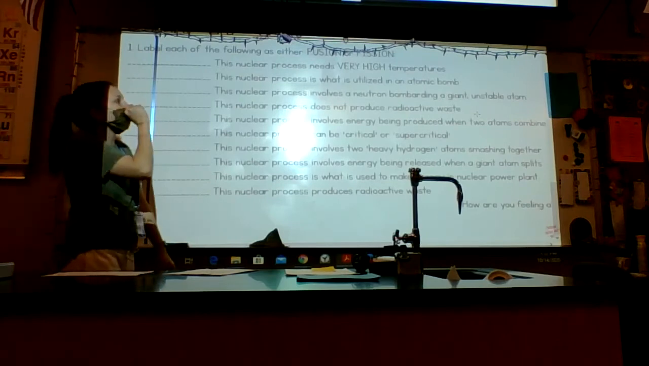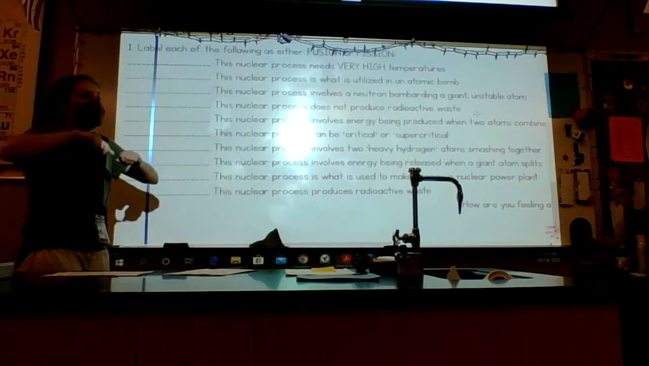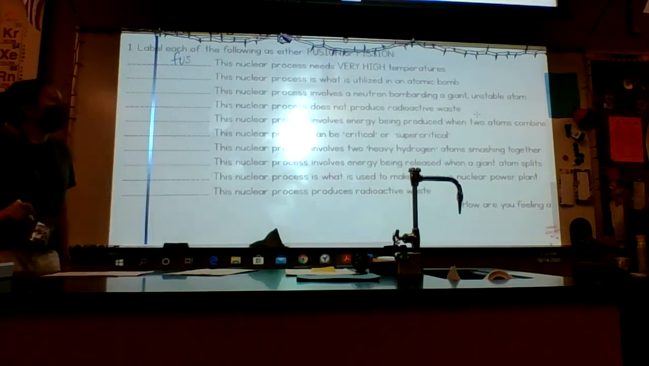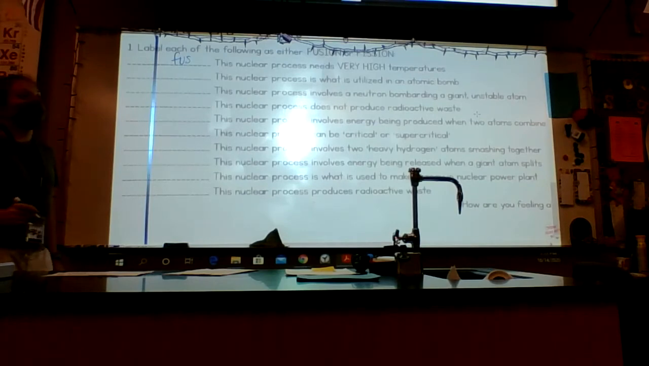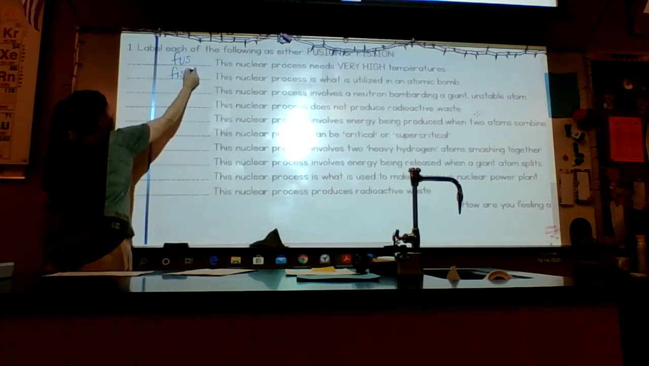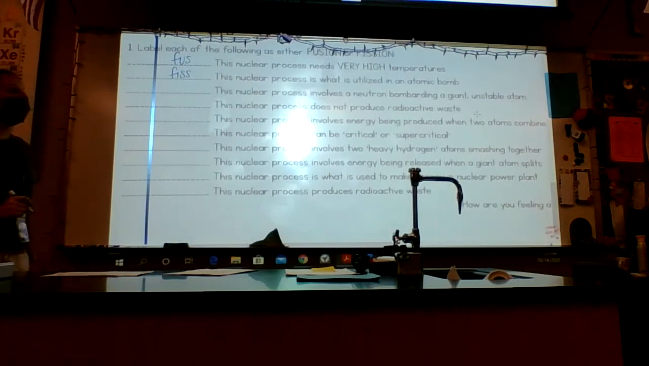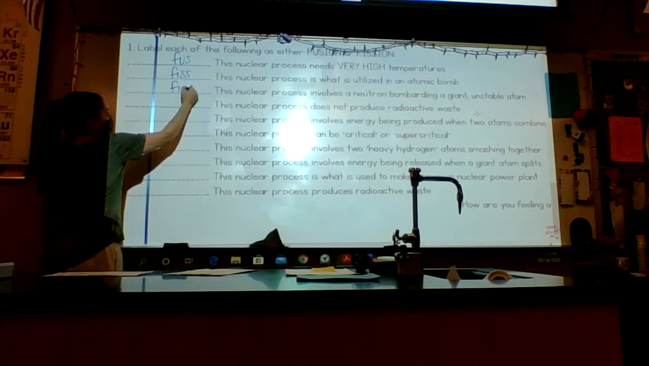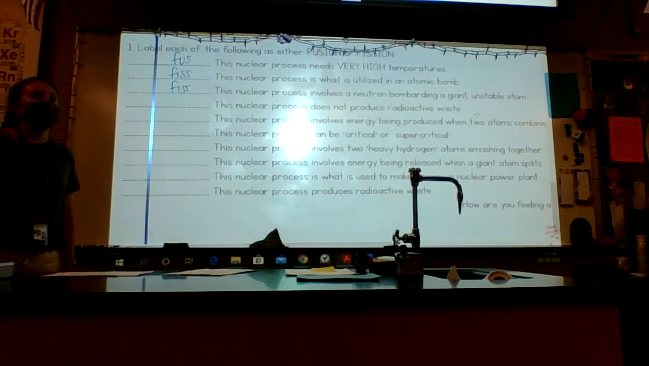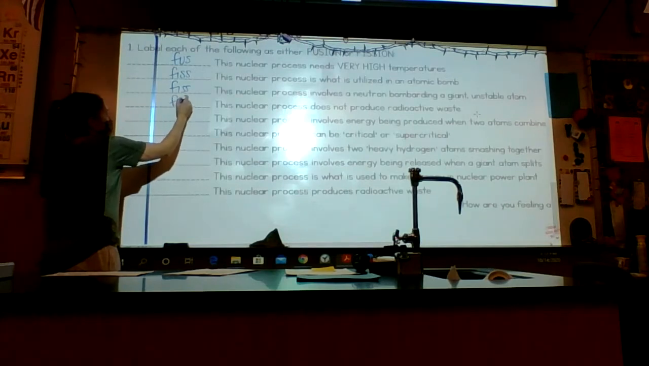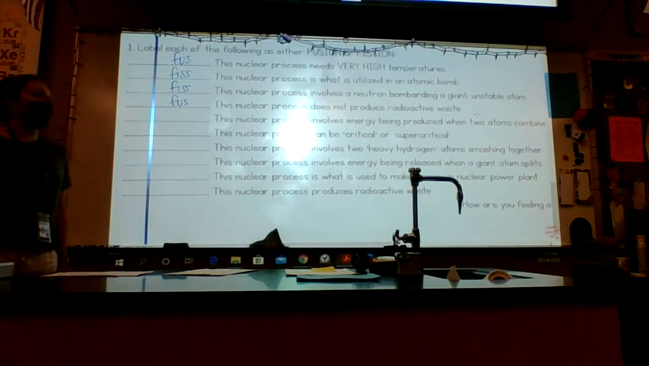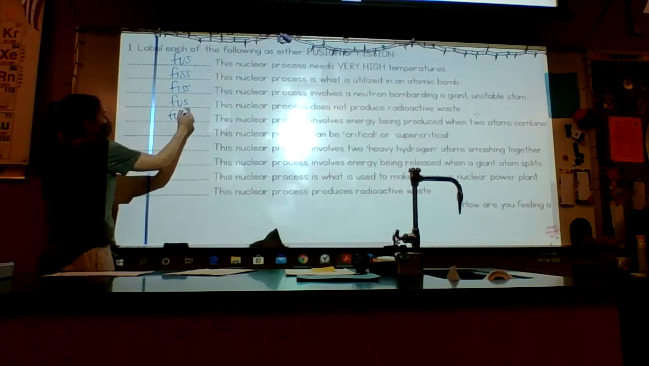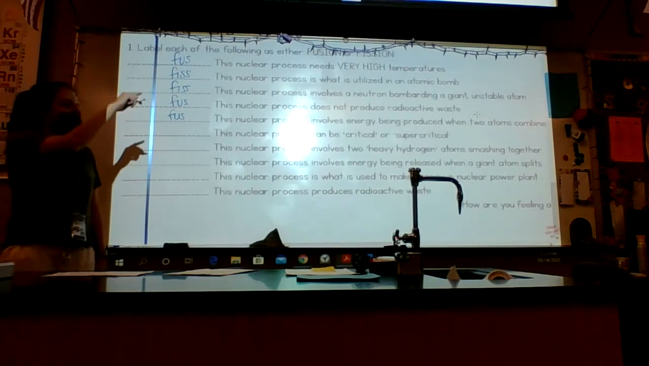Alright, which process needs very high temperatures? Fusion. What is utilized in an atomic bomb? Fission. Involves a neutron bombarding a giant unstable atom. Fission. Does not produce radioactive waste. Fusion. Involves energy being produced when two atoms combine. Fusion. Okay, two atoms coming together, combine is the key word there.